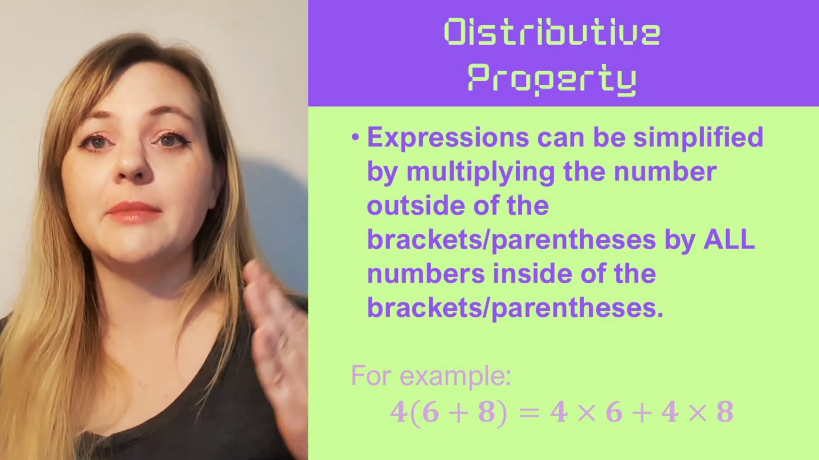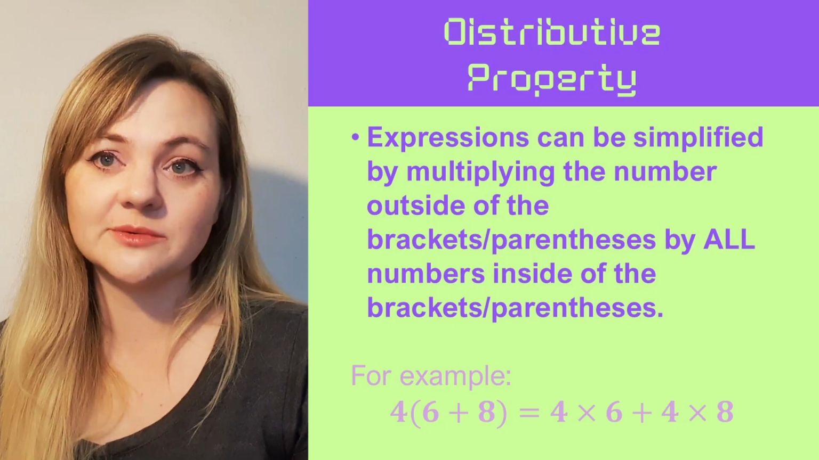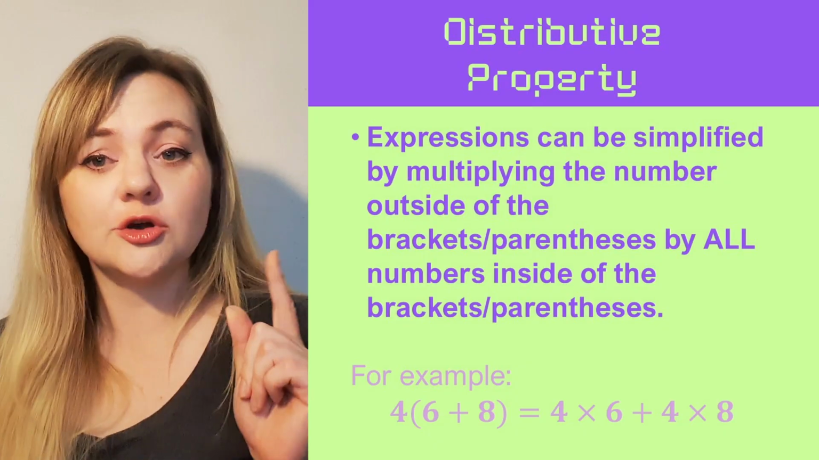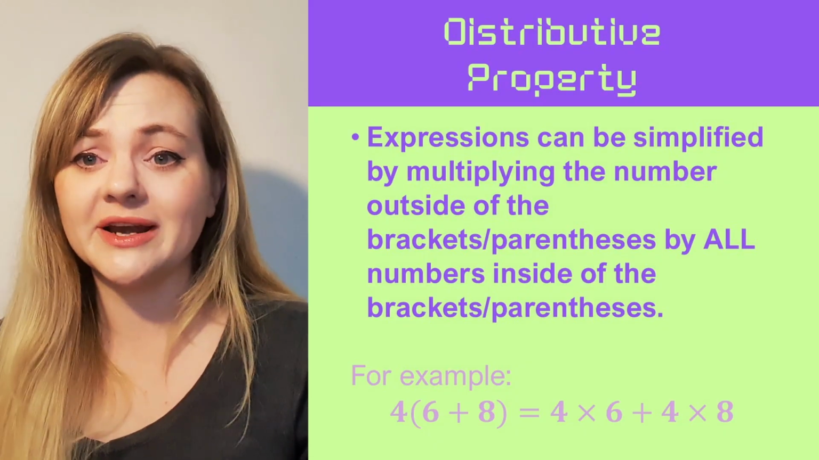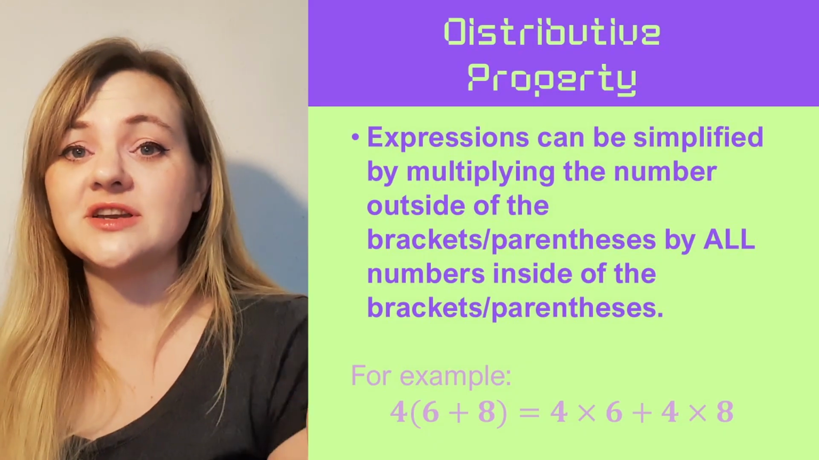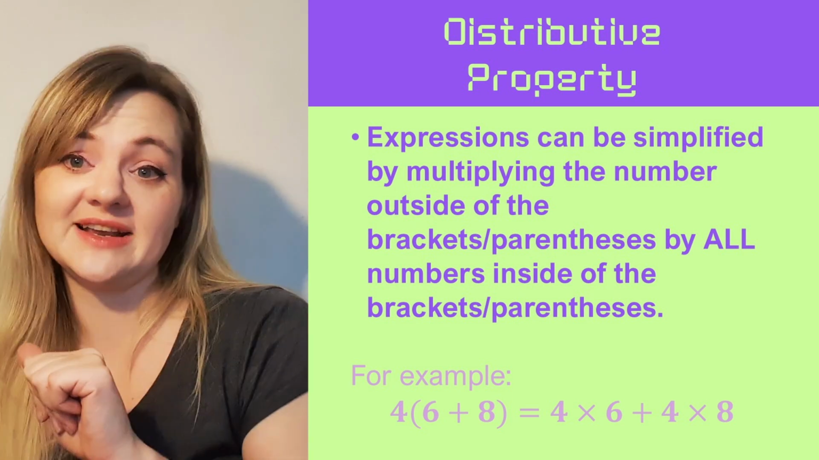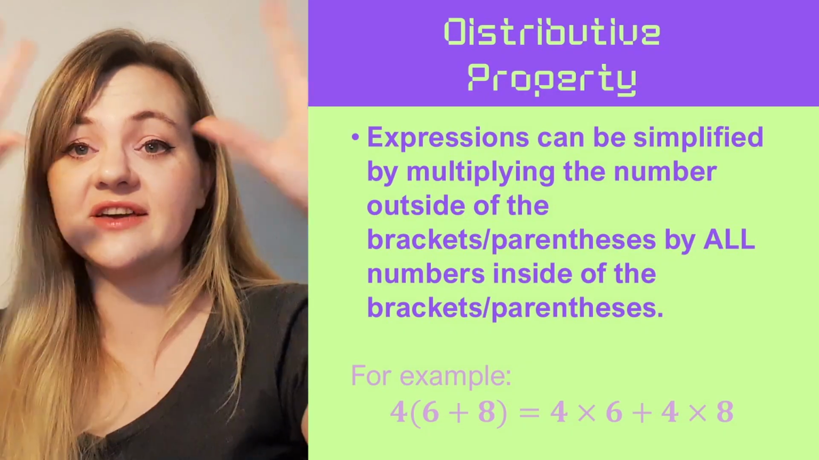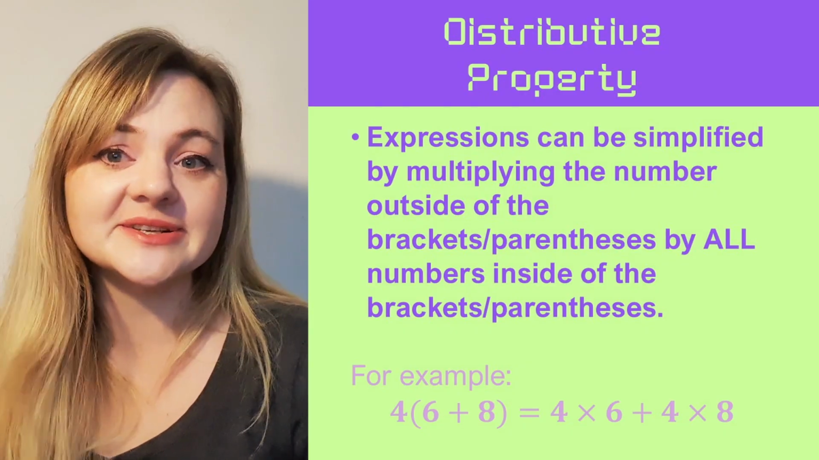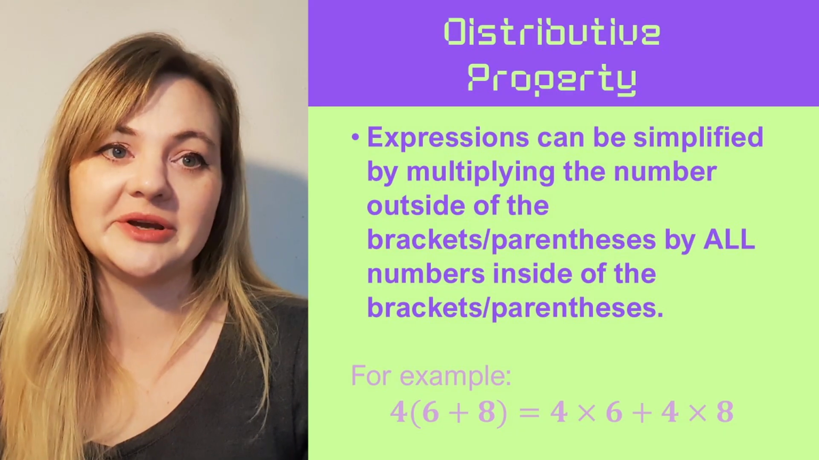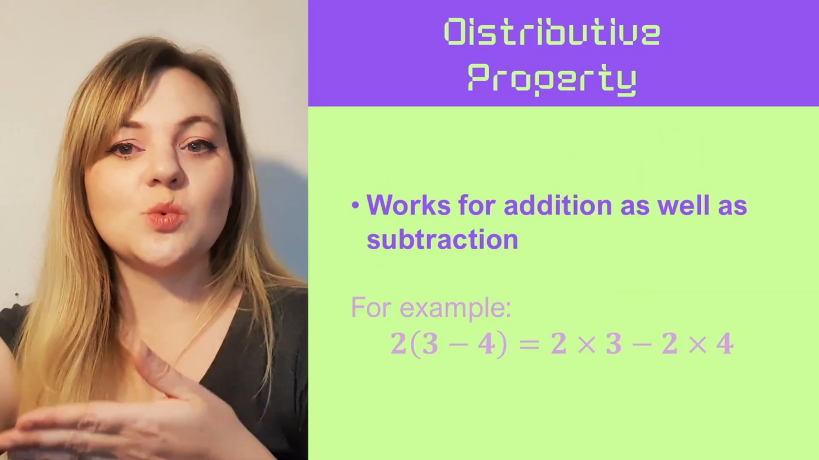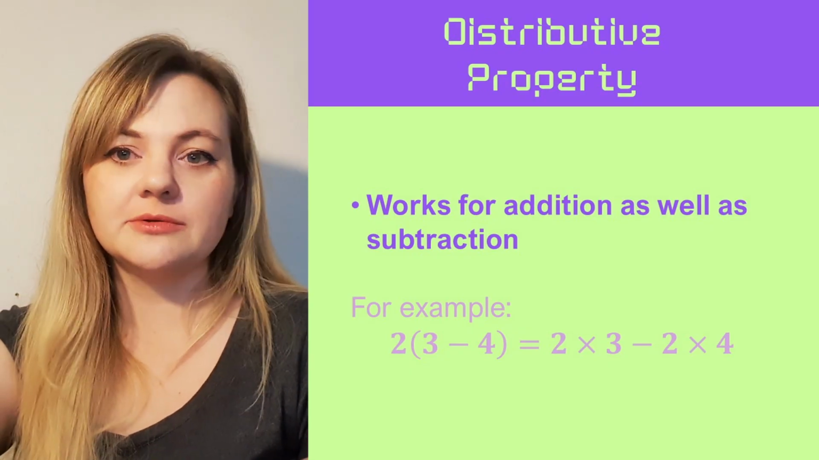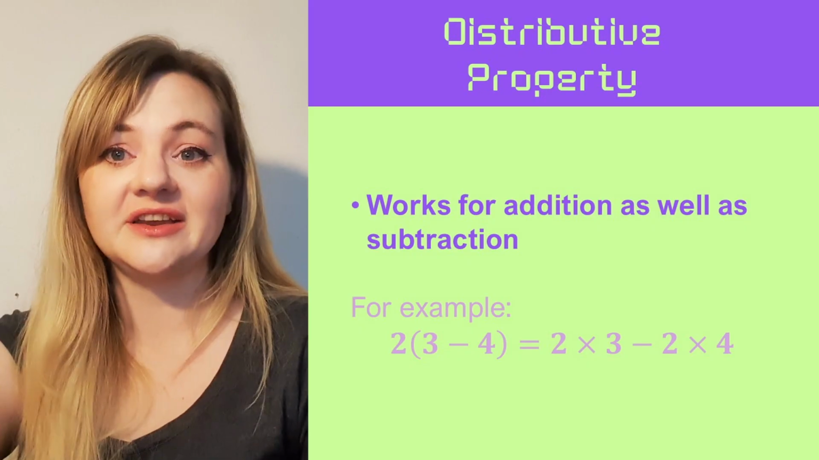Expressions can be simplified by multiplying the number outside of the brackets or parentheses by all of the numbers inside. Okay, we need to remember this. Don't be selfish. Give the number to everyone inside the brackets, all right? 4 times 6 plus 4 times 8. So we don't say 4 times 6 plus 8. That does not work. We have to give to everybody. Okay, we're generous over here with the distributive property. All right, it works for addition as well as for subtraction. So the commutative property did not work for subtraction, but the distributive property does.